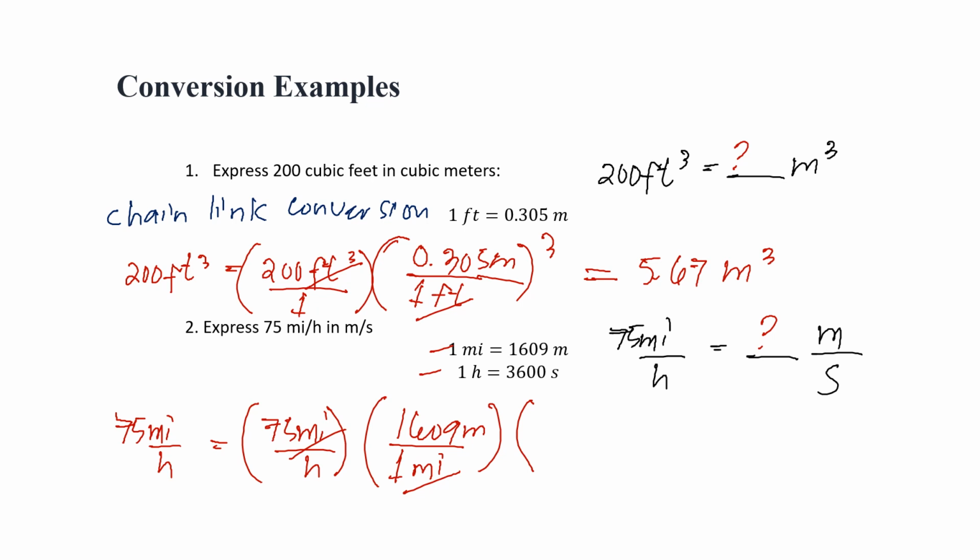So to cancel hours, which is at the bottom of the equation, we write 1 hour on top of the fraction, and 1 hour is equal to 3,600 seconds. Okay, so hours is cancelled, and then you just use your calculator. So you have 75 times 1609 meters over 1 times 3,600 seconds. Solving this one using your calculators, you will get a value equal to 33.5 meters per second.